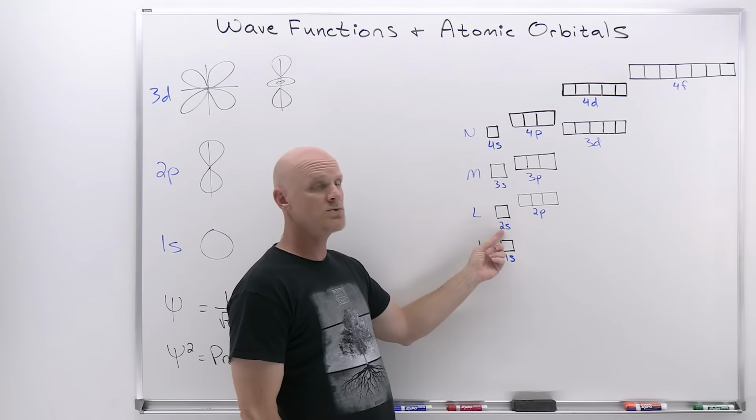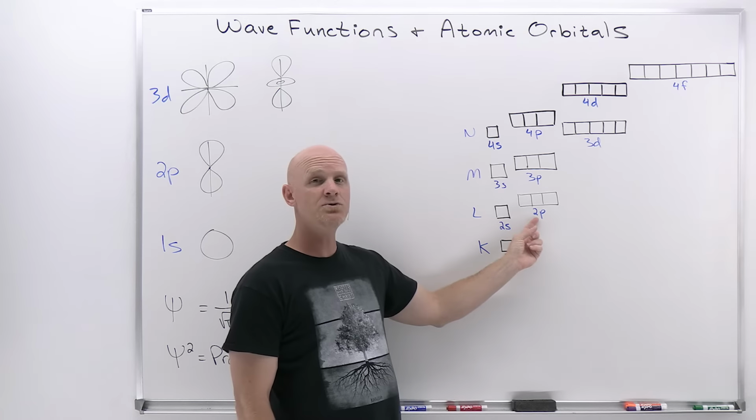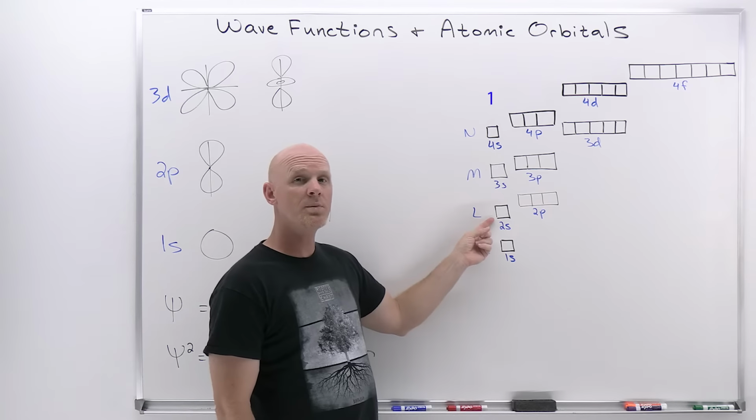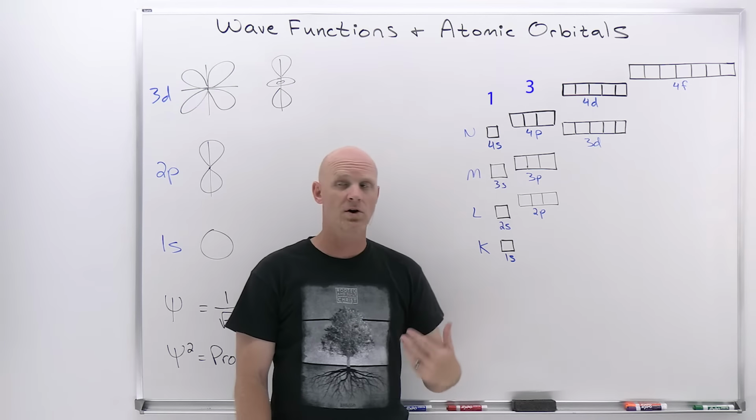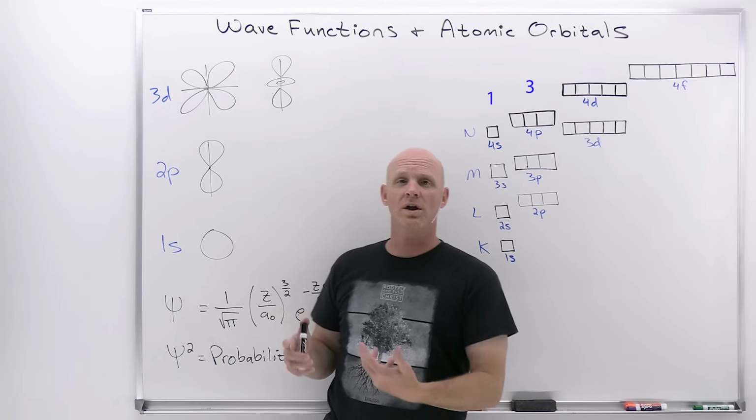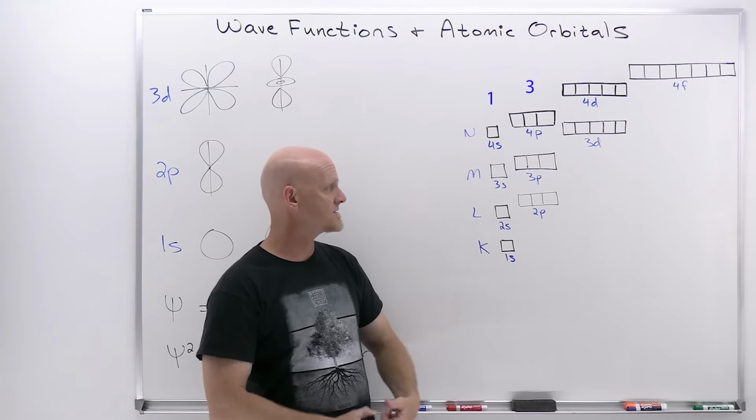Sometimes you'll hear this called the 2s subshell, and this is the 2p subshell. There's a single orbital in the 2s subshell. There are 3 orbitals in the 2p subshell. If you recall, the p orbitals were dumbbell shaped, and there's one on the x-axis, the y-axis, and the z-axis.